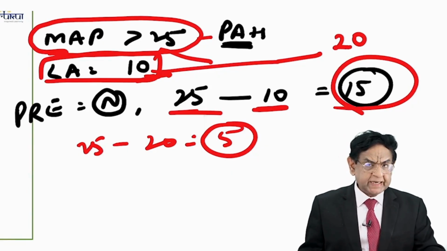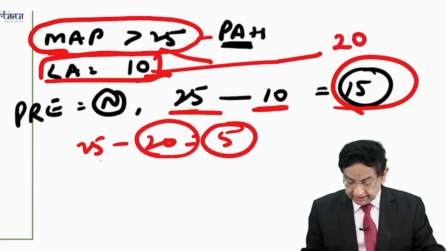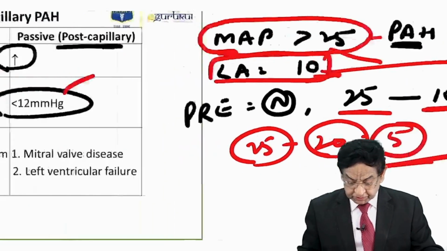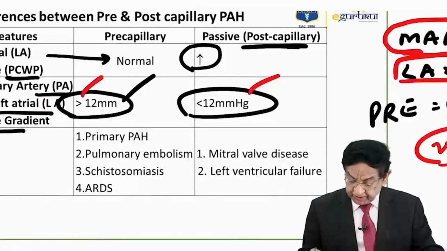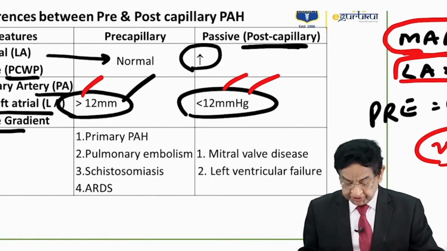But in post-capillary, LA pressure increases, like mitral stenosis has gone to 20, PAH 25, the gap is 5. So the gap is more than 12 or less than 12 millimeter of mercury. I hope you understood the calculation.